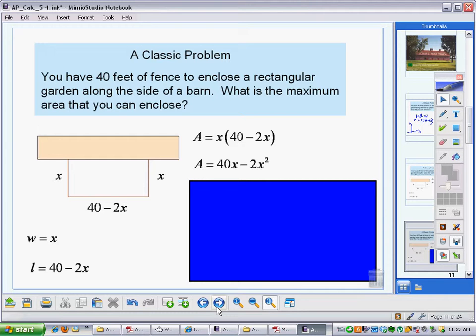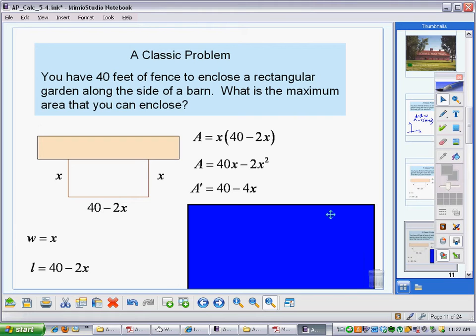I distributed the x, and by the way, negative 2x squared is a parabola opening downward. That makes sense with all the stuff that you've been taught previously. So please label correctly for the AP people. You then go with A prime, signifying a derivative. You could have done A prime of x if you wanted to.